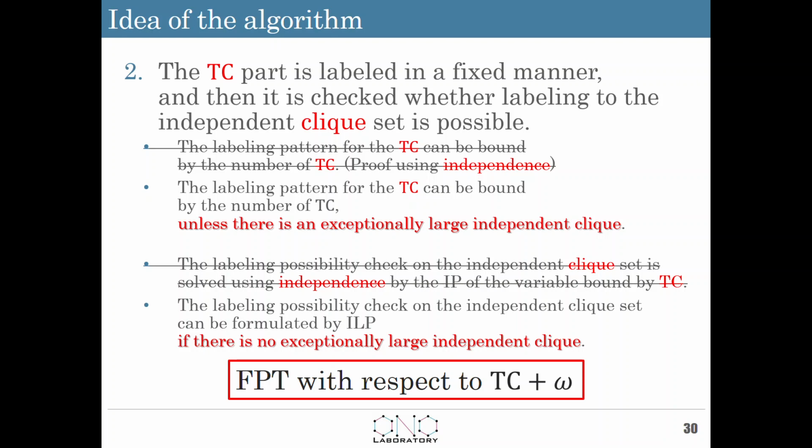Considering this, I show that a similar algorithm could be designed. There is no exceptionally large independent clique. That is, I'll give an FPT algorithm with respect to twin cover plus omega.